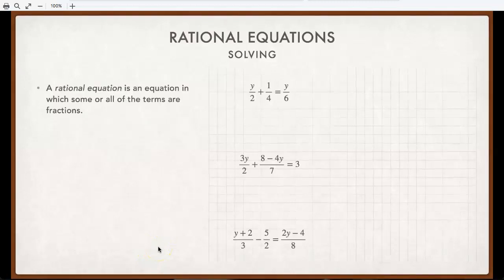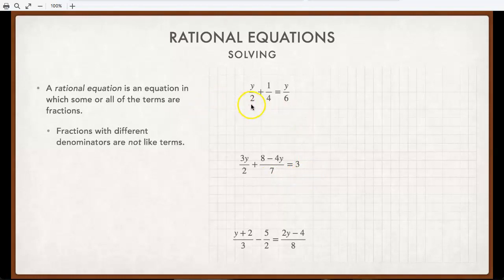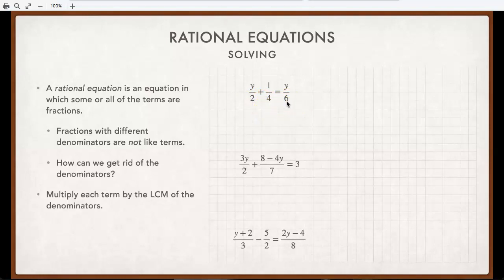Solving rational equations. A rational equation is an equation in which some or all of the terms are fractions. Rational here refers to the fact that they have ratios, fractions, in them. So y over 2 plus 1/4 equals y over 6 is an example. 3y over 2 plus 8 minus 4y over 7 equals 3 is another example. Remember that fractions with different denominators are not like terms. We can't combine these with each other. Y over 2 and y over 6 are not like terms. We're going to need to get rid of the denominator somehow.